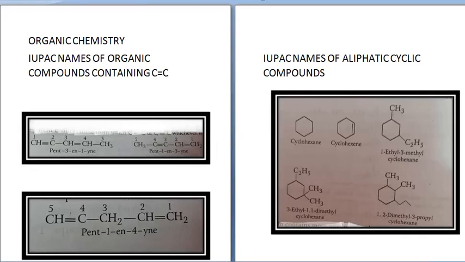Children, I hope you have gone through my previous video, and today we will continue further. We will continue with the chapter organic chemistry, and we were doing nomenclature of organic compounds. Now we will start with IUPAC names of organic compounds containing carbon-carbon double bond and carbon-carbon triple bond.